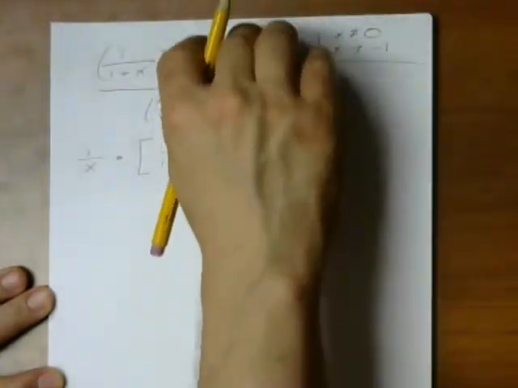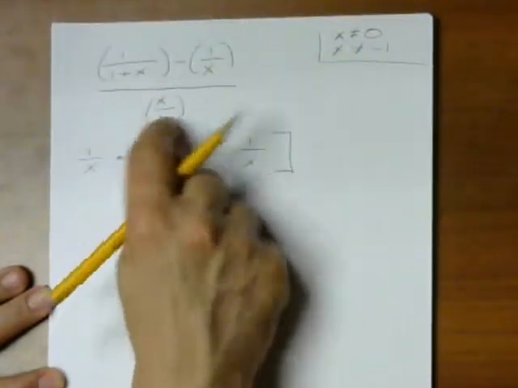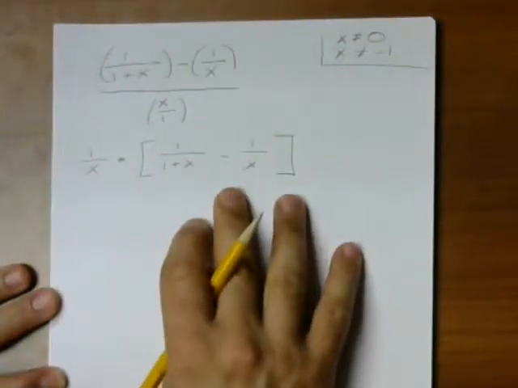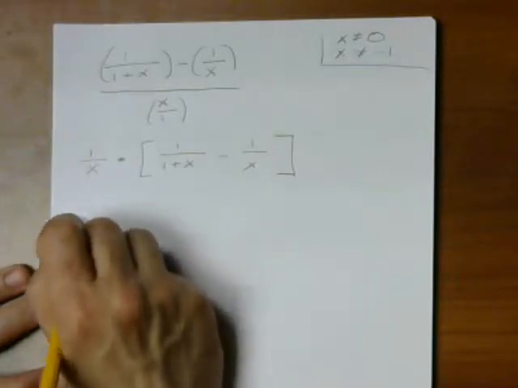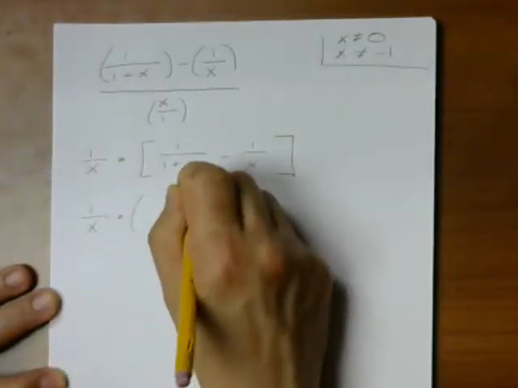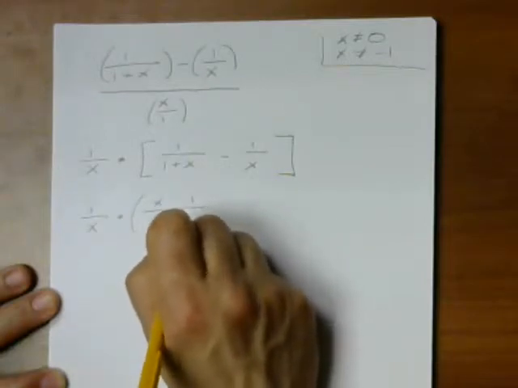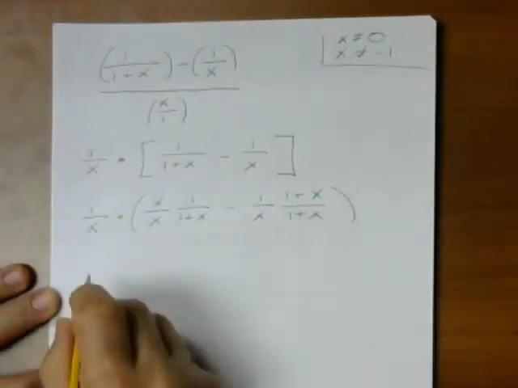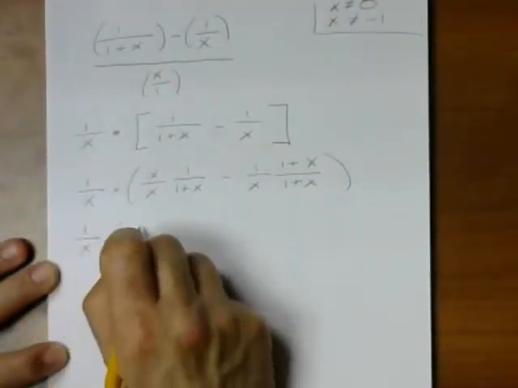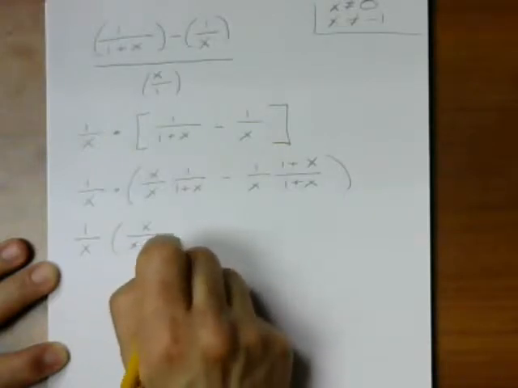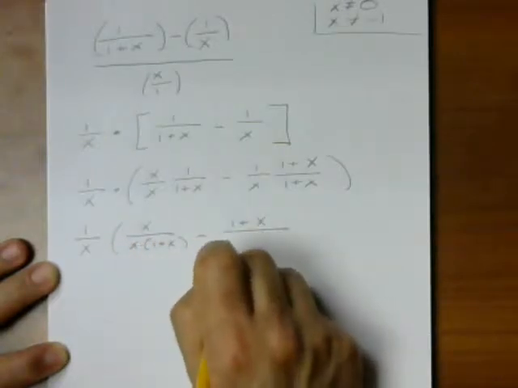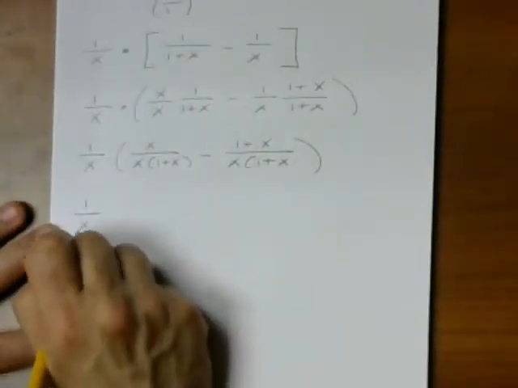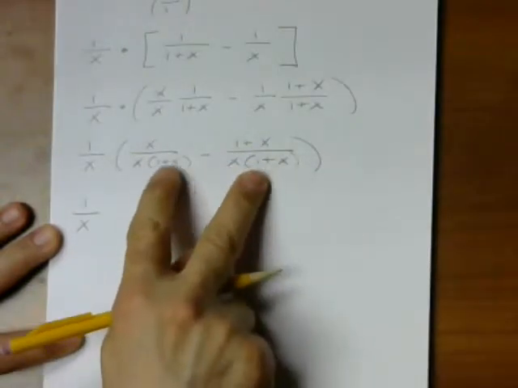And this way gets rid of some height. You see, this is sort of 4 character lengths high. This is only 2. So I do like this method. If I were to proceed like this, what would I get? Well, I have to multiply this to get a common denominator, and I have to multiply this to get a common denominator. And here I would get x over x times 1 plus x minus 1 plus x over x times 1 plus x. And now I have the same denominator.